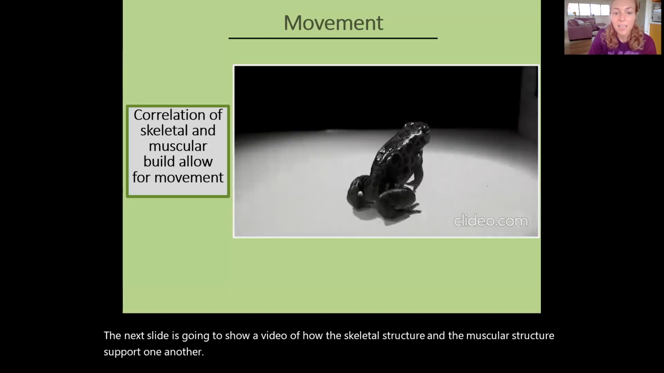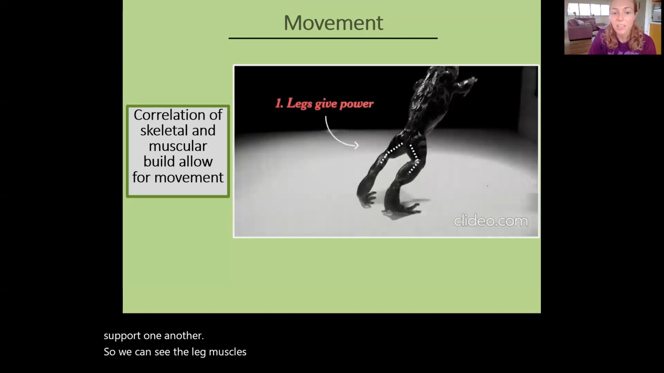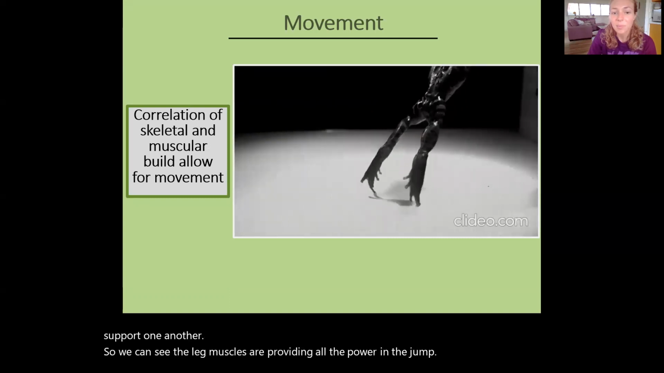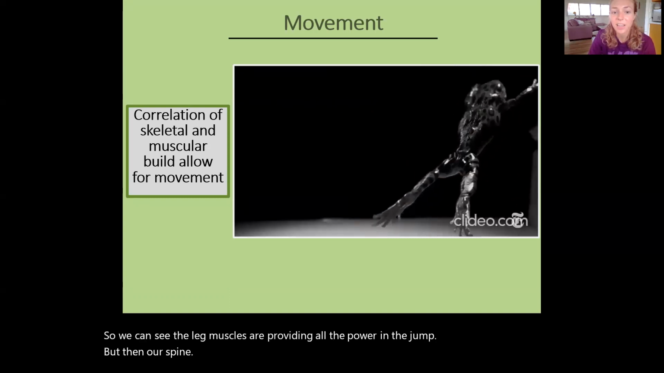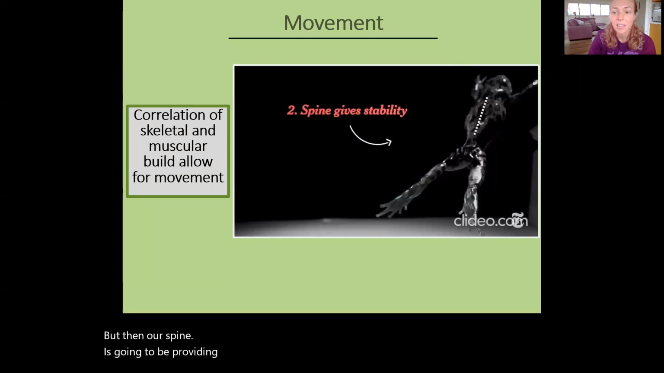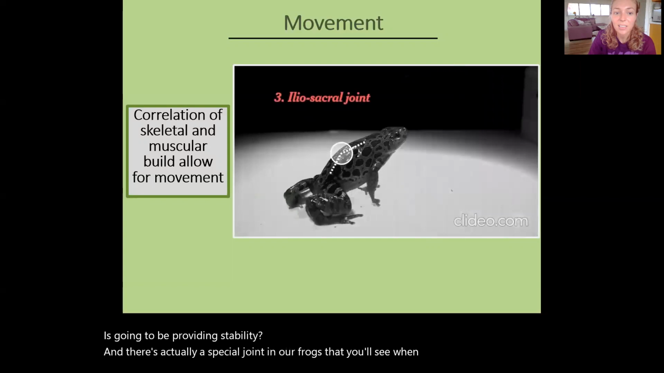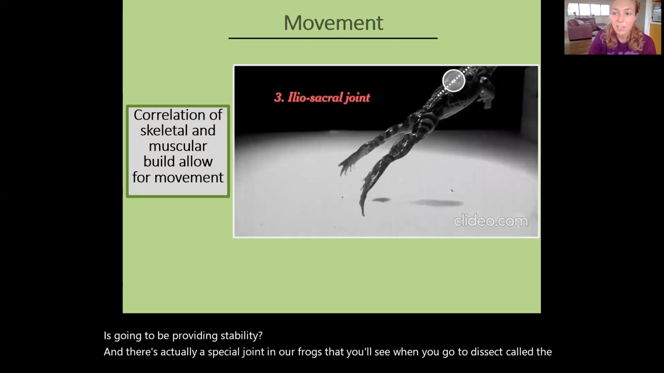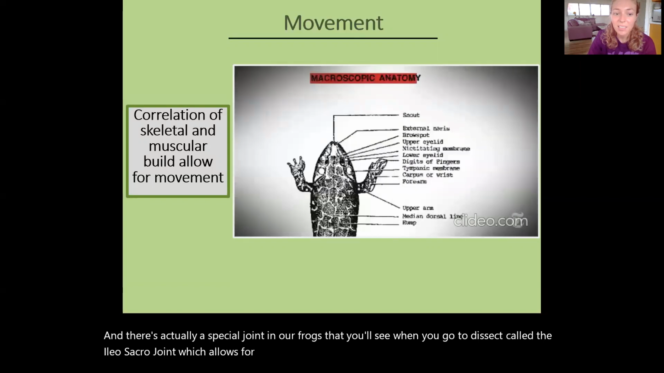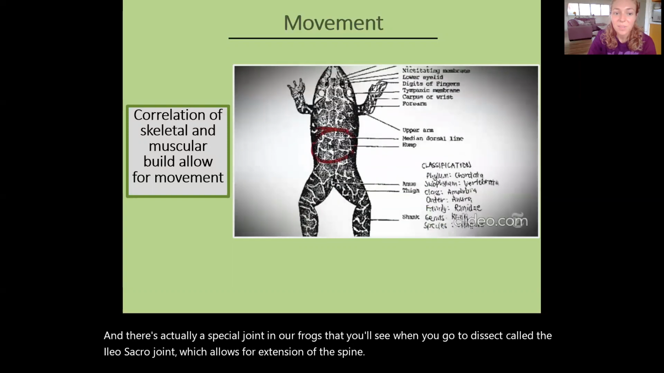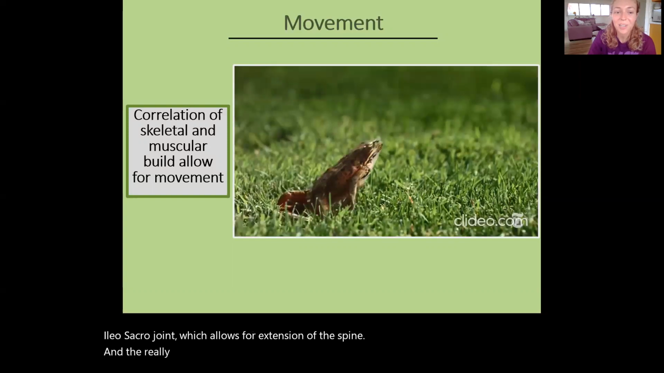So we can see the leg muscles are providing all the power in the jump, but then our spine is going to be providing stability. And there's actually a special joint in our frogs that you'll see when you go to dissect called the iliosacral joint, which allows for extension of the spine and the really large jumps that frogs are known for.